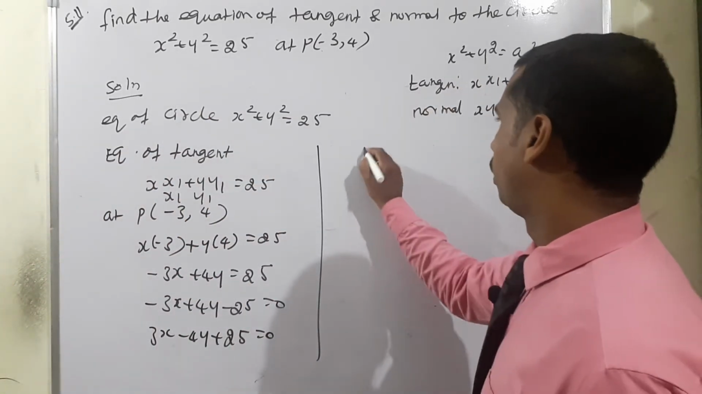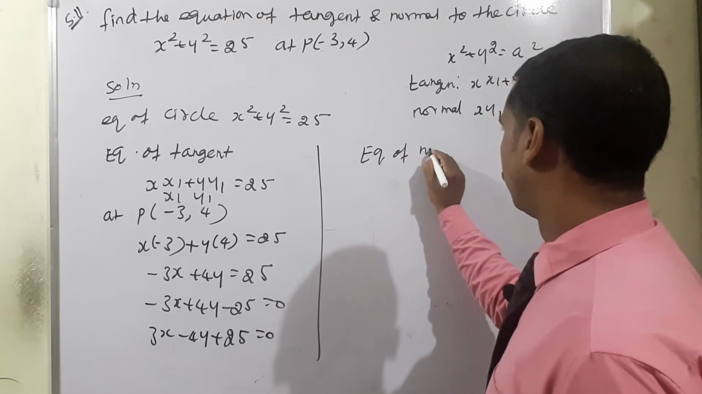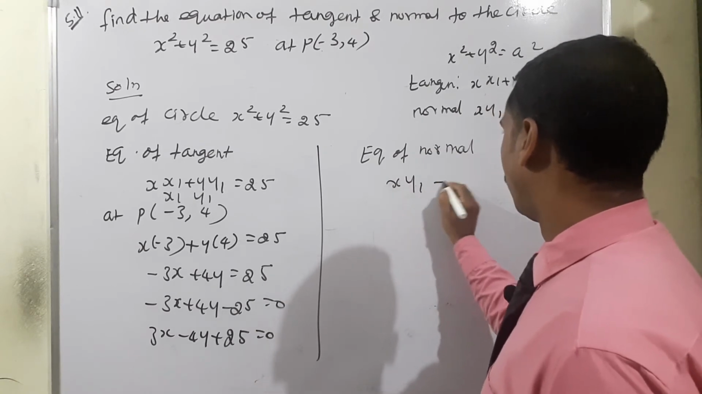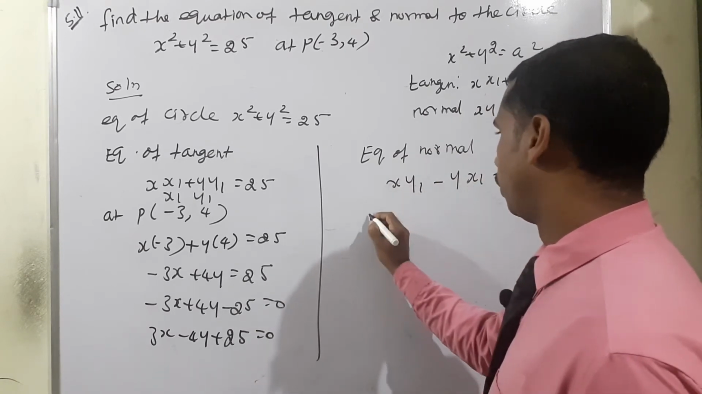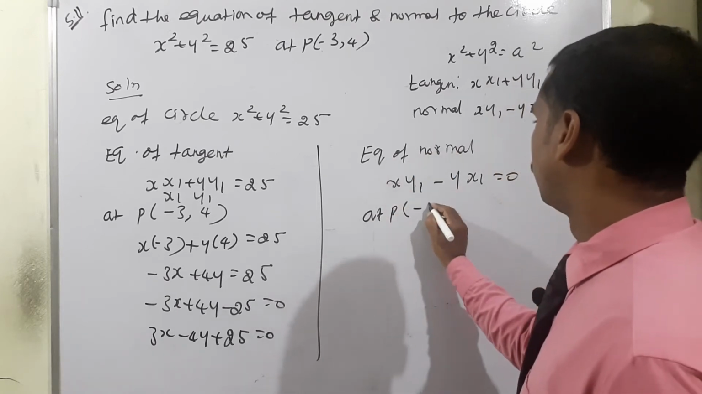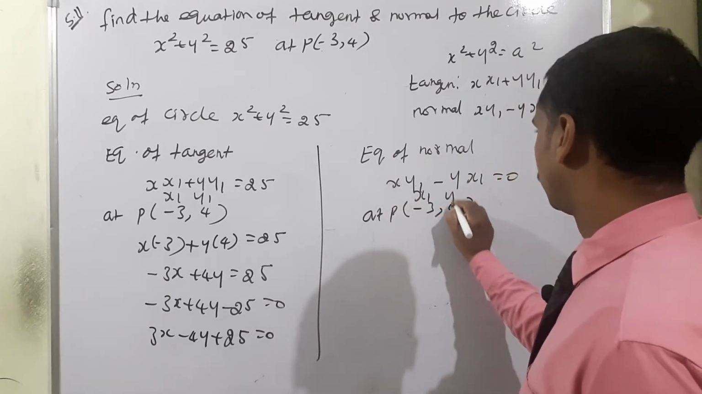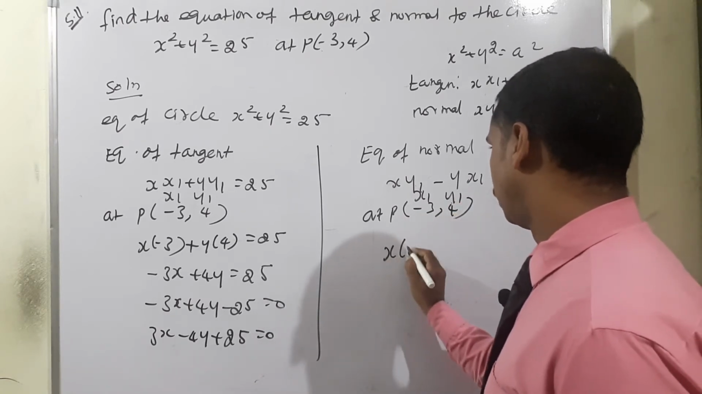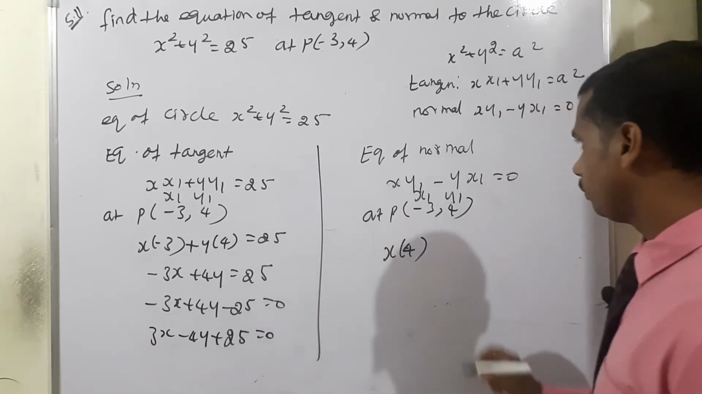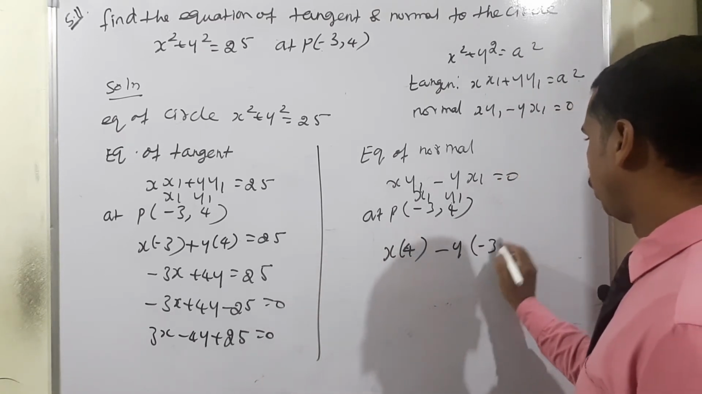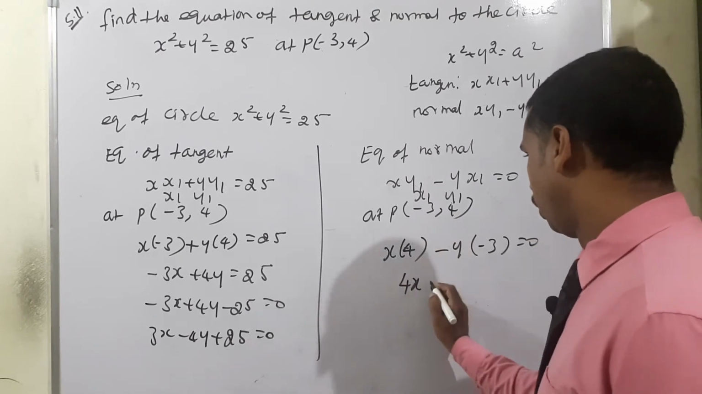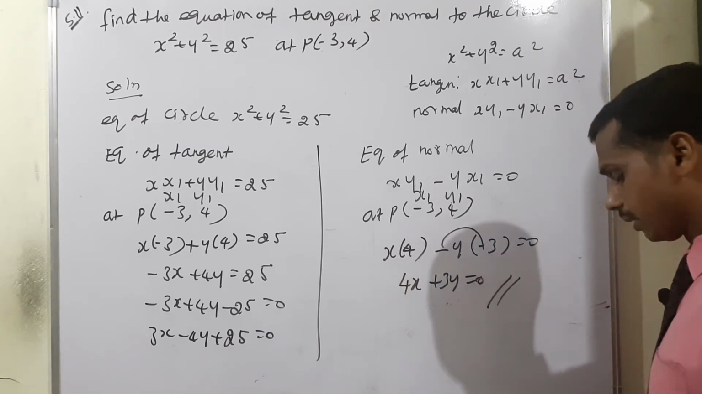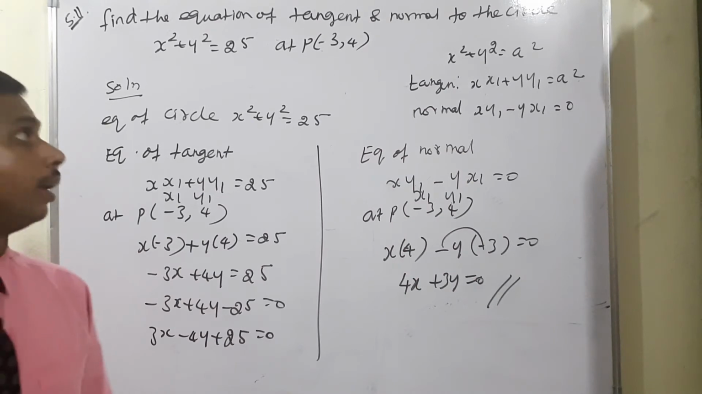Then equation of normal. So equation of normal means formula x y1 minus y x1 is equal to 0. At a point, what is the point? The same one, minus 3 comma positive 4. x1 means minus 3, y1 means positive 4. Therefore x into 4, then minus y into x1 value minus 3 is equal to 0. Therefore answer will be 4x plus 3y, because minus into minus plus, 3y is equal to 0. This is answer for equation of normal. Okay, I will continue the next example.